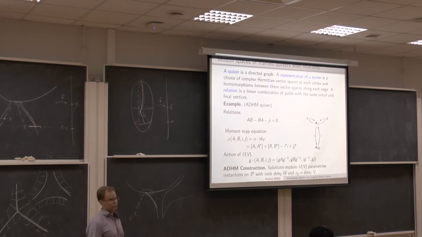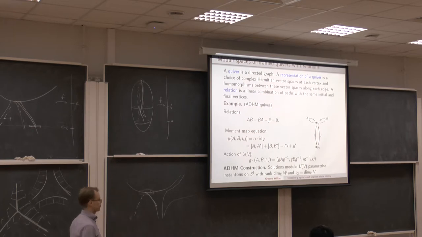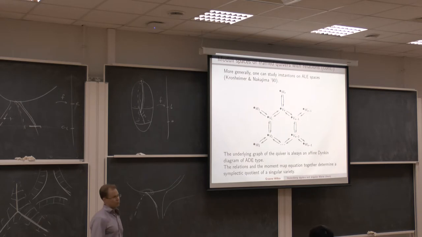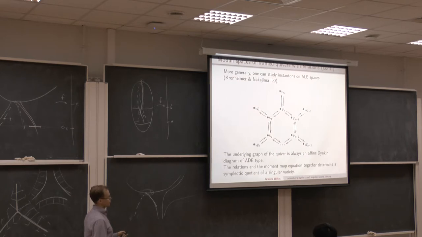So the original motivation for this, even before the existence of quivers, was the ADHM construction. So solutions to these equations modulo the unitary group parameterize instantons on S4. And more generally, this is a later result of Kronheimer and Nakajima, that says that you can construct instantons on certain four manifolds or ALE spaces by generalizing this construction. So replacing a single vertex with some affine ADE Dynkin diagram. Again, all the arrows between the vertices are doubled, just like in the last talk.